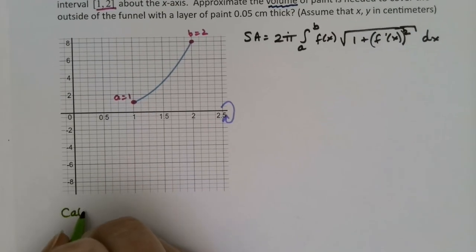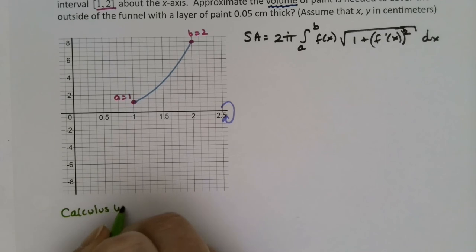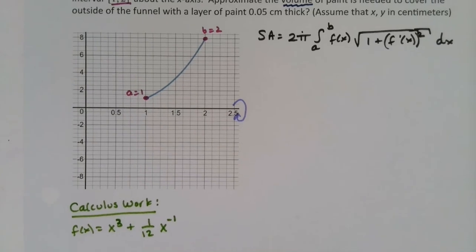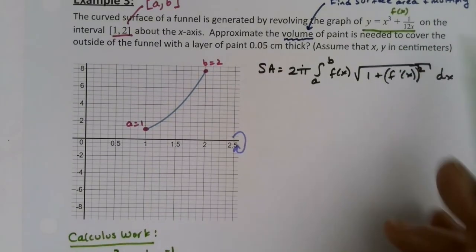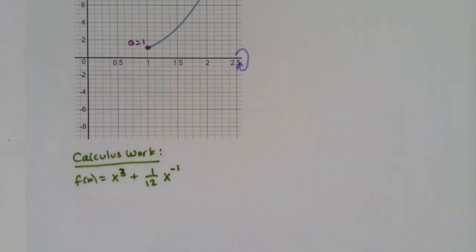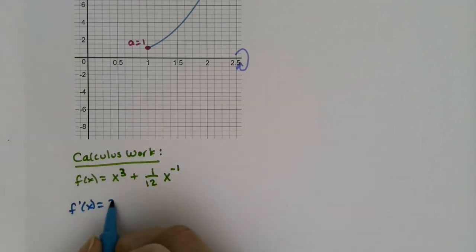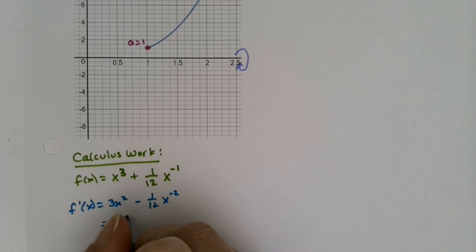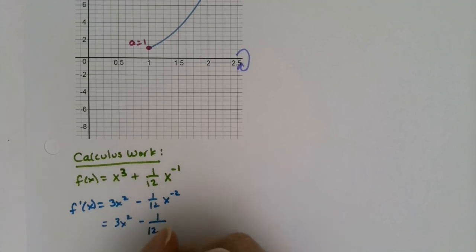So let's go over here to the side and do some calculus work. f of x is equal to x cubed plus 1/12 x to the negative 1, because I had x in the denominator. So the derivative of that would be 3x squared minus 1/12 x to the negative 2, which would be 3x squared minus 1 over 12x squared, like that.